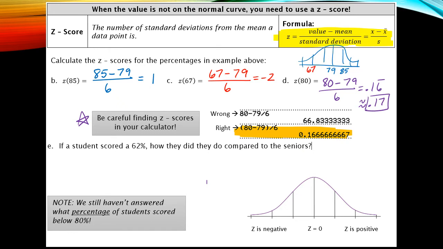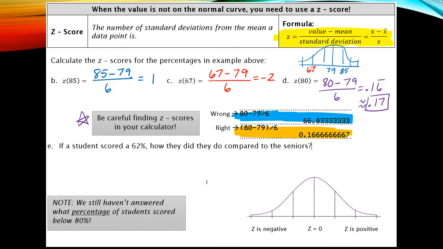If you look at the top, that part I'm going to highlight in blue, that is the wrong way to put it in your calculator. And the reason it's incorrect is because the calculator will follow order of operations. So it will do your division first. It does 79 divided by 6, and then it does 80 minus that number. So you end up with 66.83 repeating, which is totally wrong. So just be really careful. This is a really easy thing to do, but if you're not very careful how you type it into your calculator, you could end up getting something wrong even though you knew what you were doing.